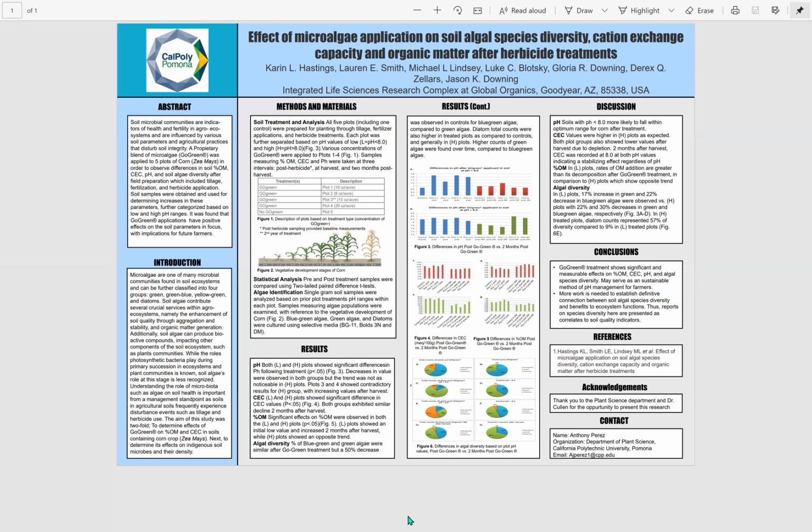Controls of both L and H plots also differed in that in L plots, organic matter values didn't change over time, whereas in H plots, a decrease was observed 2 months after harvest, indicating factors other than GrowGreen application were related to this decrease in organic matter at this high pH range. In the end, both L and H plots showed a significant difference in treatment at harvest and 2 months after, with p-values less than 0.05.